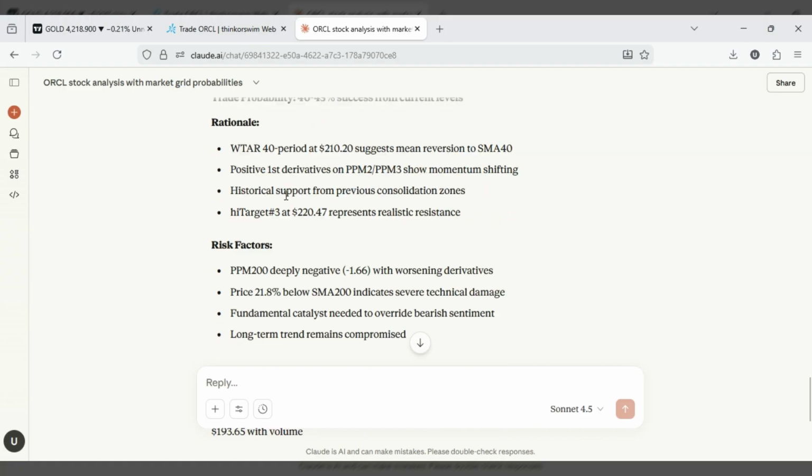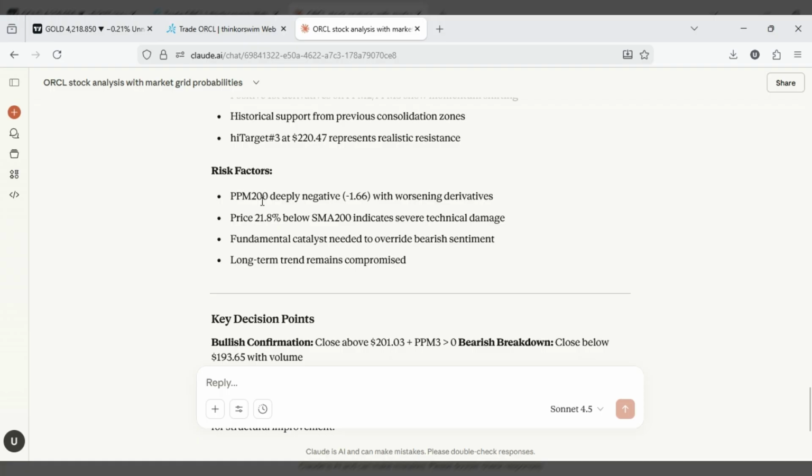Okay, so the rationale is the extrapolation of the 40 period moving average at 210 suggests mean reversion to the 40 period moving average. Positive first derivatives on the 21 and 40 period moving averages show momentum shifting. Okay, so risk factors: the 200 period moving average is deeply negative with worsening derivatives.